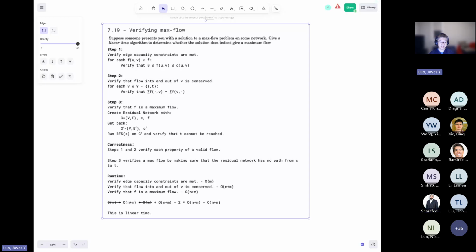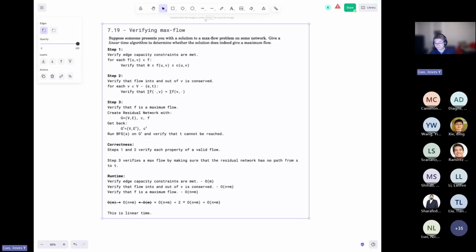Okay. The correctness is that steps 1 and 2 verify each property of a valid flow, so those are just by definition. And step 3 verifies that it's the max flow by making sure that the residual network has no path from S to T, because that's why the max flow algorithm ends. To verify edge capacity is O of M. To verify the flow into and out of V is conserved is O of N plus M. And to verify that F is a maximum flow is BFS, which is O of N plus M. And so this is linear time. The overall runtime is O of N plus M.